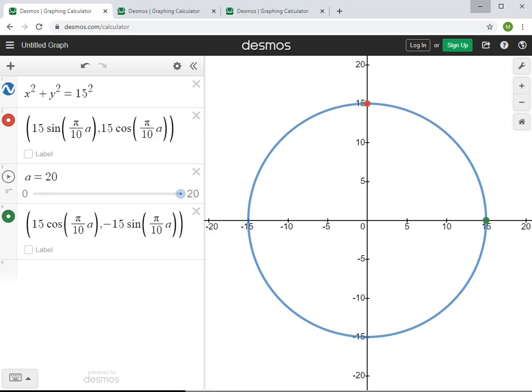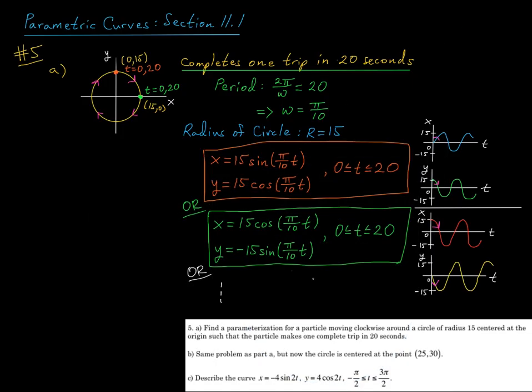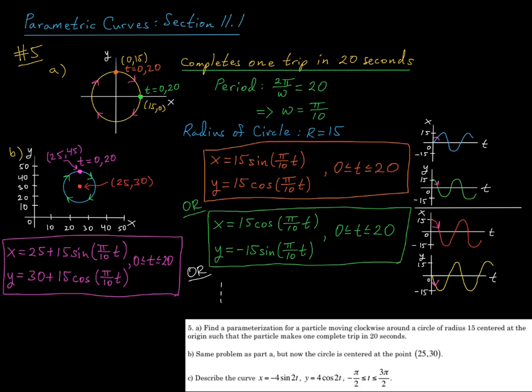So it's working. Great. All right, so let's check out part B now. It says, same problem as part A, but now the circle is centered at the point (25, 30). Well, the idea here is just to shift the center of the circle from the origin to the point (25, 30). And here's the circle. You can take either one of the answers here.